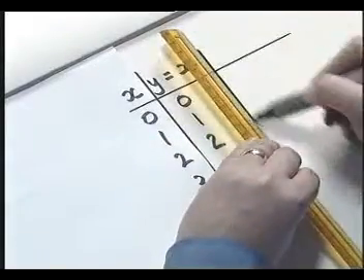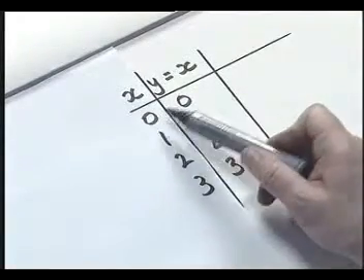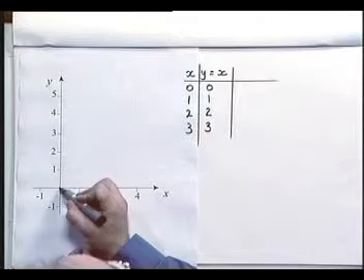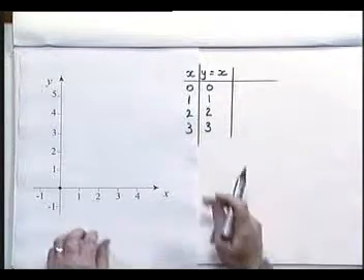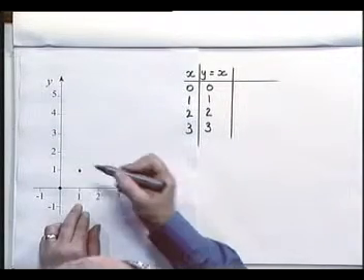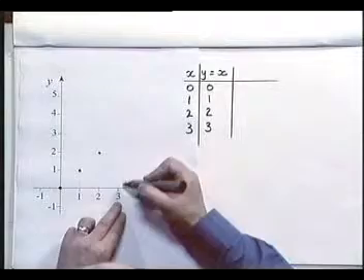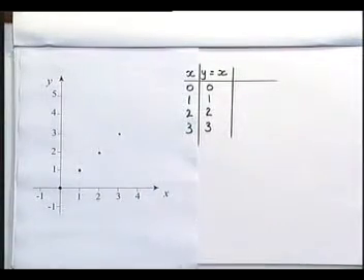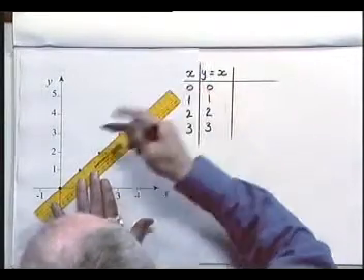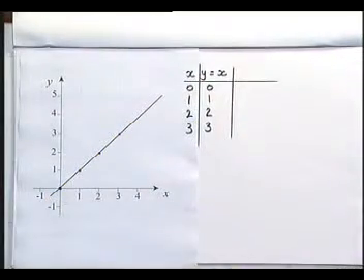Let's plot these points on the graph. X is 0, y is 0, is the point at the origin. X is 1, y is 1, will be here. And similarly, 2, 2, 3, 3 will be there and there. So we have a straight line passing through the origin. Let's ask ourselves a little bit about the gradient of this line.